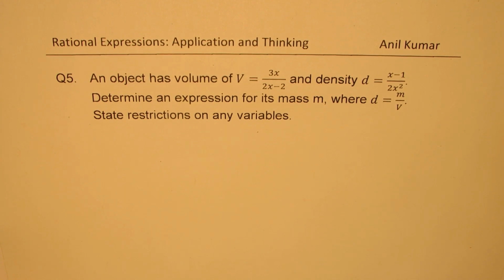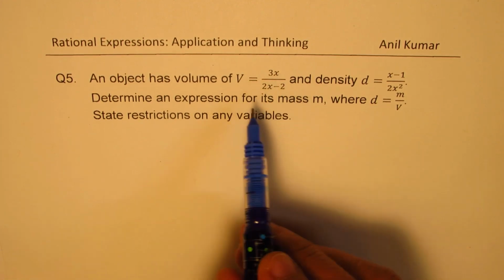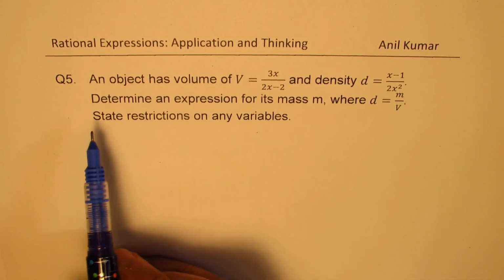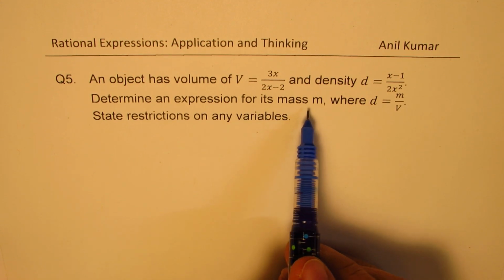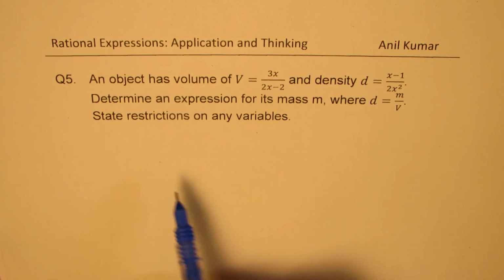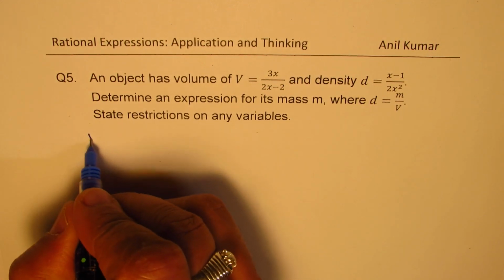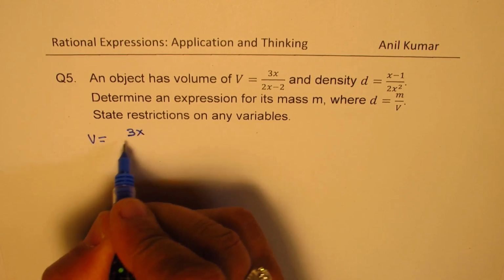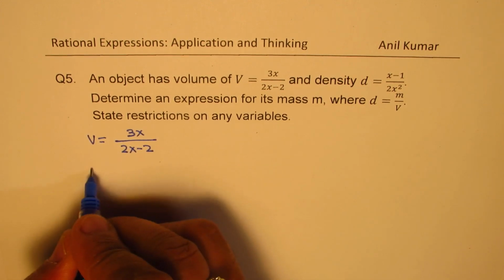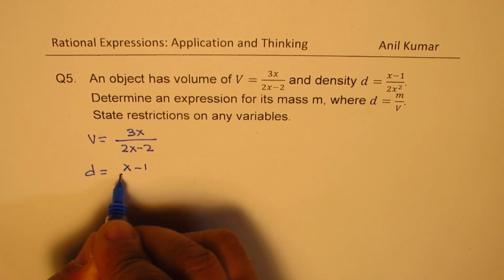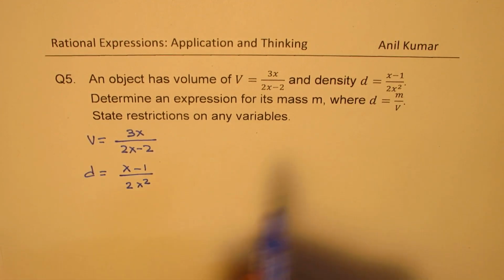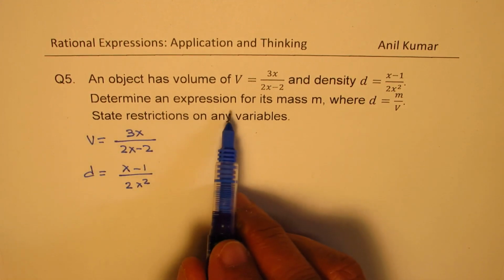An object has volume V equals 3x over 2x minus 2 and density D equals x minus 1 over 2x squared. Determine an expression for its mass, where D is mass over volume. State restrictions on any variable. So what we are given here is volume equals 3x over 2x minus 2, and density D, let me write here itself, x minus 1 over 2x squared. And we know density is mass over volume. Determine an expression for mass.